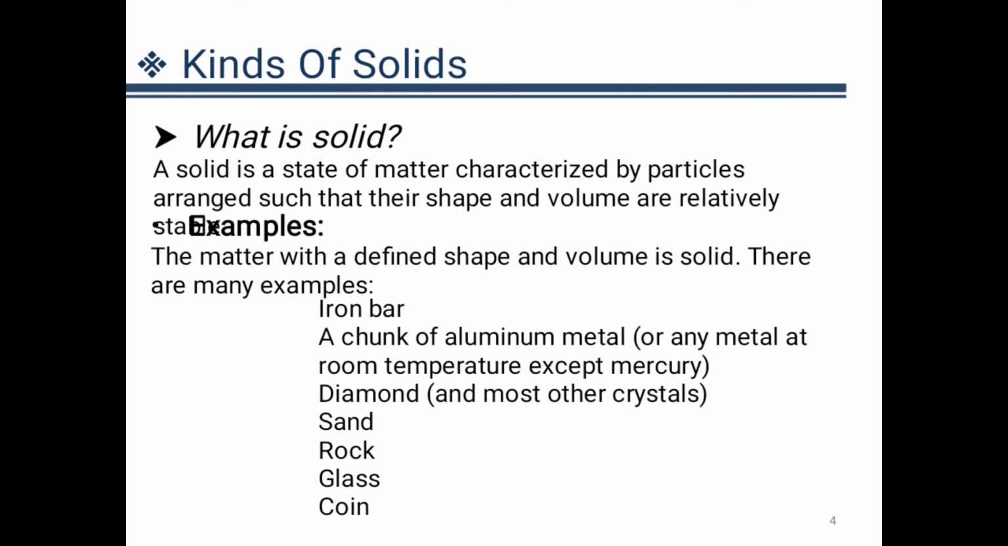So first of all, what is a solid? A solid is a state of matter characterized by particles arranged such that their shape and volume are relatively steady. For example, matter with a defined shape and volume is solid. There are many examples: an iron bar, a chunk of aluminium metal, or any metal at room temperature except mercury, diamond and most other crystals, sand, rock, glass, and coins.